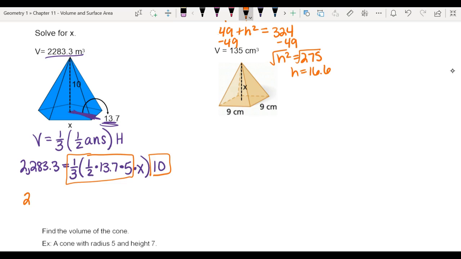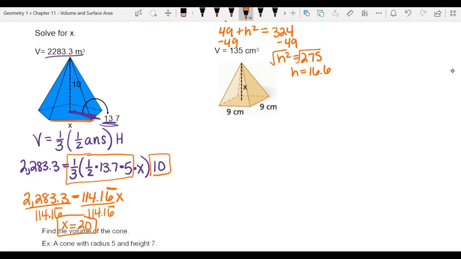So from that, I get 2,283.3 equals 114.16, and then the 6 gets repeated a lot, times x. So then I'm going to divide by that to find what x is. So I get 2,283, which gets me 19.999. So what is that? 20. So 20 would be your side length.